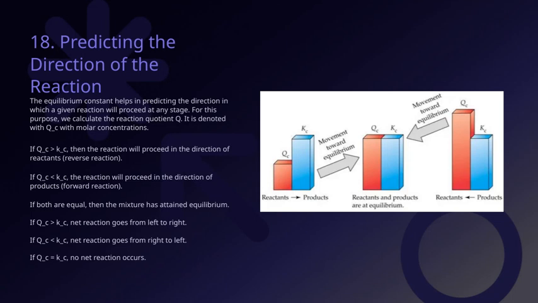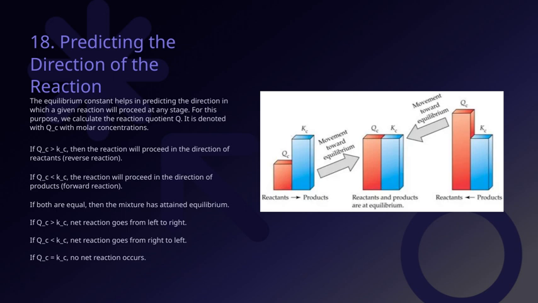When Qc equals Kc, that means no net reaction is occurring at that moment. It's like the system has reached a state of balance and nothing is changing in the overall composition. Now, if Qc is less than Kc, the reaction will shift from right to left. In other words, it favors the formation of reactants, moving in reverse. Conversely, if Qc is greater than Kc, the reaction proceeds from left to right, favoring the formation of products. And of course, when Qc equals Kc, the mixture has indeed attained equilibrium.